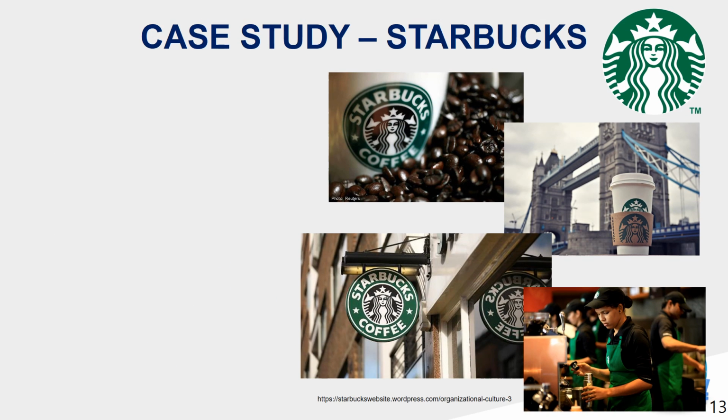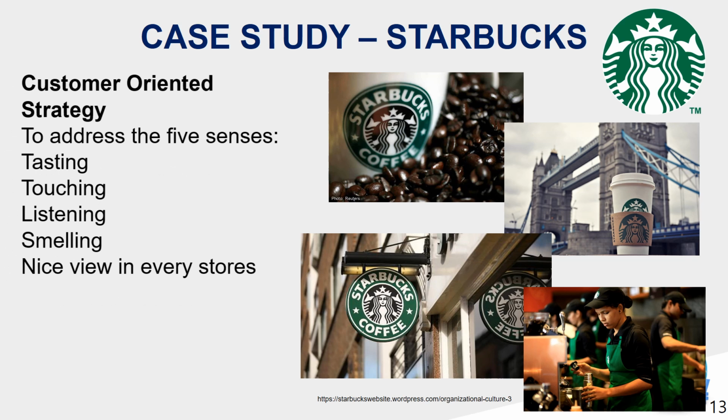Following that, we have two cases, Starbucks and Nokia. Starbucks reflects a company with marketing orientation, highlighting three main components. First is the customer-oriented strategy. To address the five senses, for tasting, they have delicious coffee. For touching, they have comfortable chairs. For listening, they play smooth jazz music. For smelling, they have the excellent smell of roasted coffee. They also have a nice view in every store.